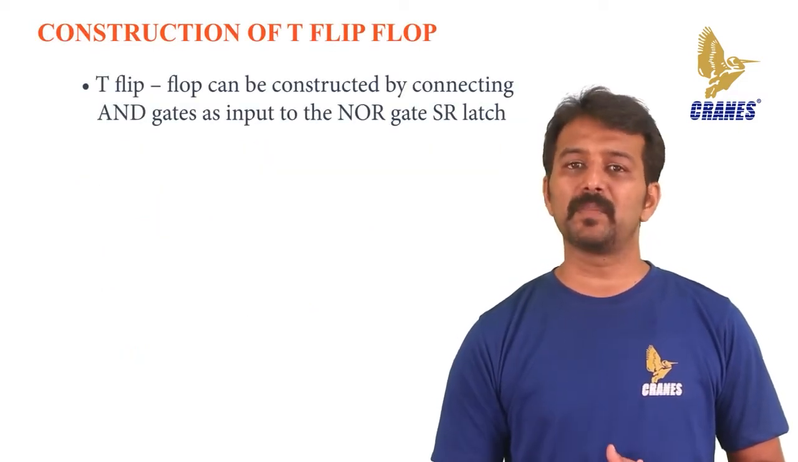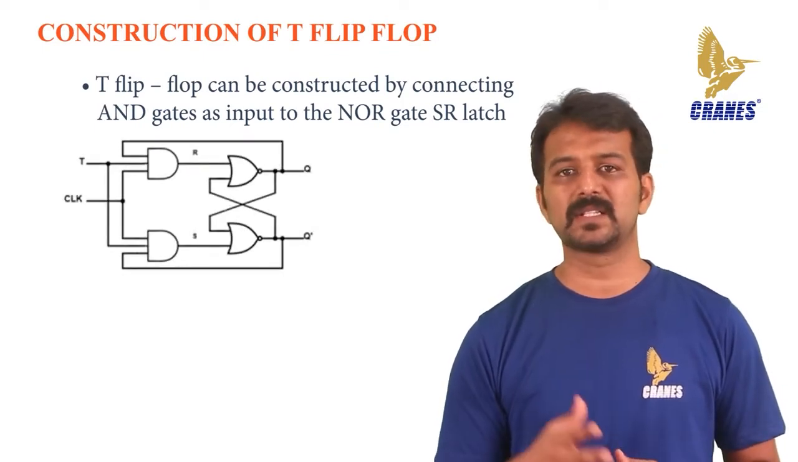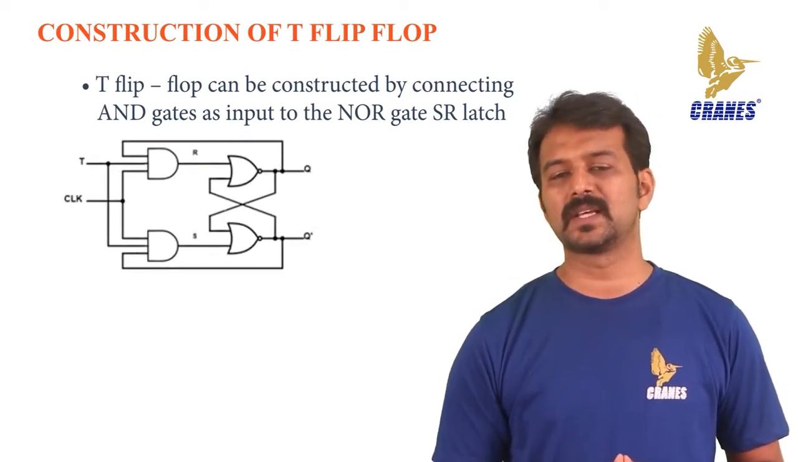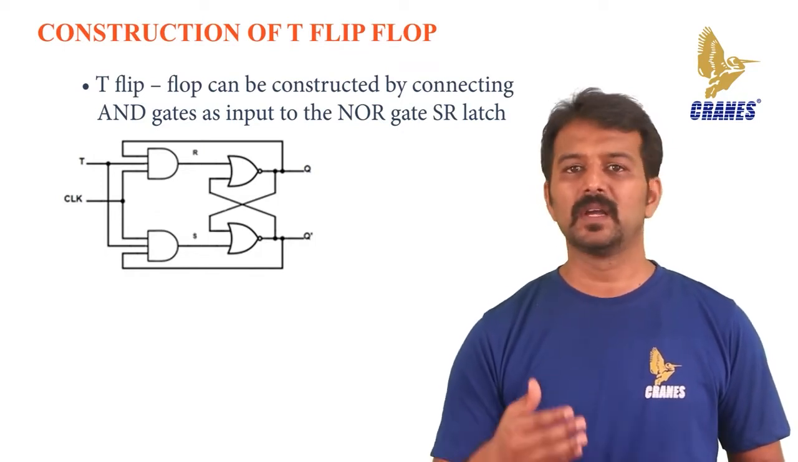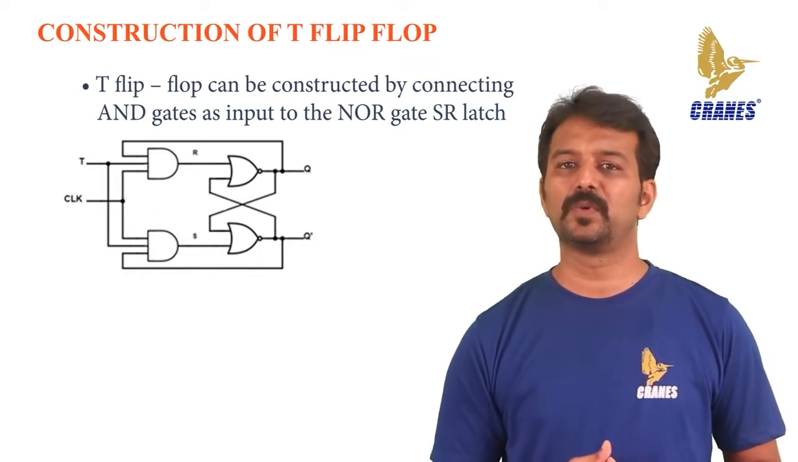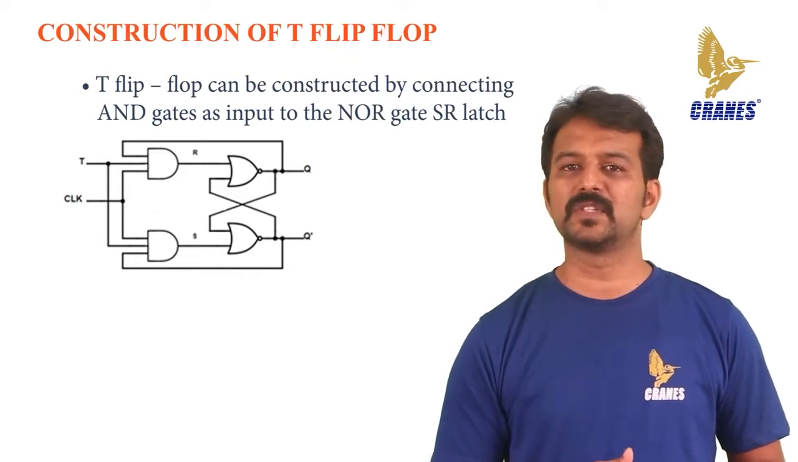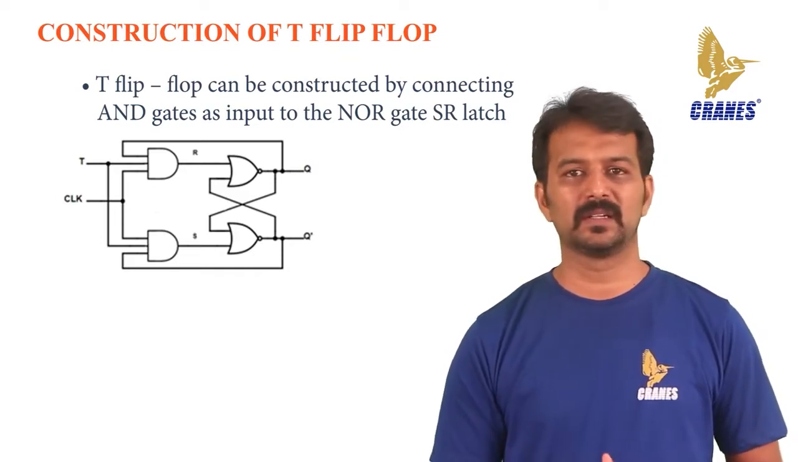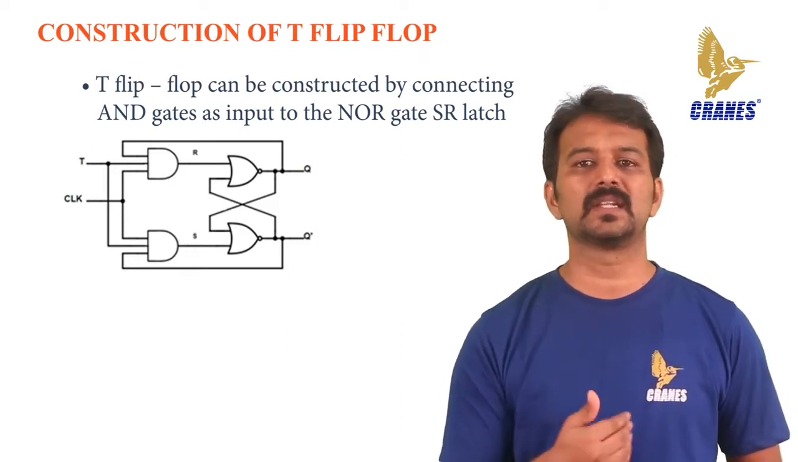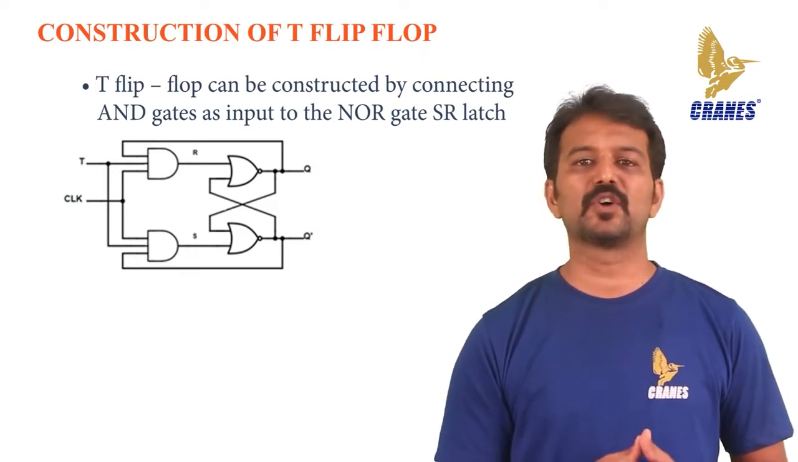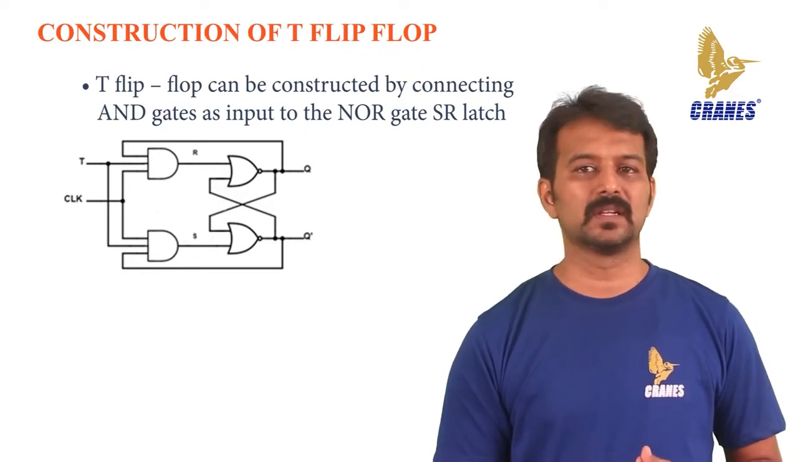A T flip-flop can be constructed by connecting AND gates as input to the NOR gate SR latch, and these AND gate inputs are fed back with the present state output, which is Q, and its complement, Q bar, to each AND gate. A toggle input is connected in common to both the AND gates as an input. The AND gates are also connected with the common clock signal.